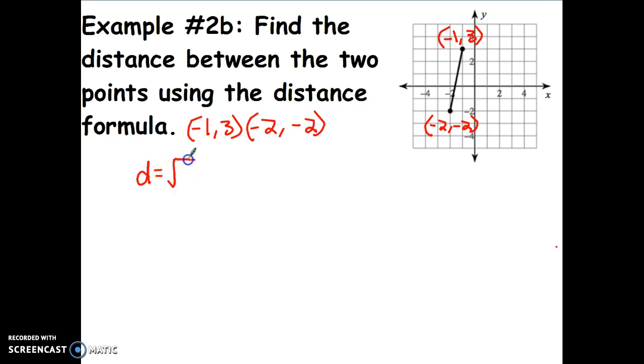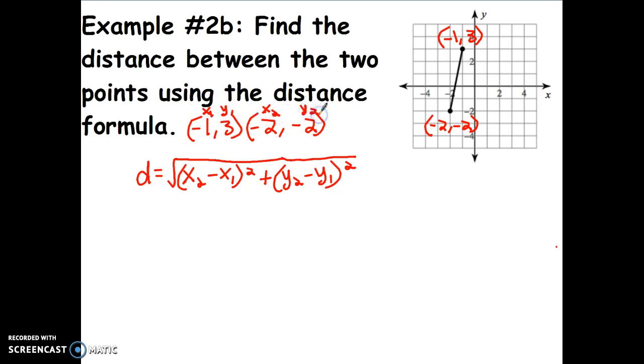Okay, so D equals, again, I'm just writing my formula. I always write my formula every time until I get the hang of what I'm doing. Okay, don't be lazy and not write your formula and then you start messing stuff up. Okay, so let's label our ordered pairs. It's our x1, y1, x2, y2. Okay, our x2 is -2 minus x1, which is -1. y2 is -2 minus y1, which is 3.